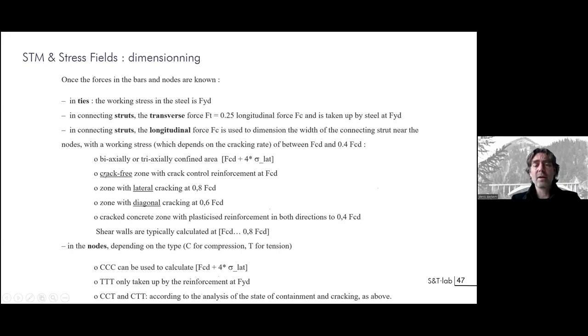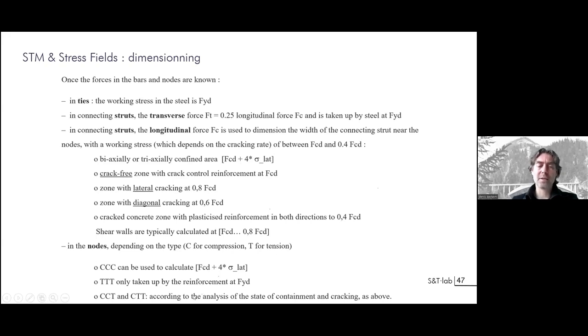And at the end, you will have kind of rules for dimensioning this. Ties will just be the steel. You have struts in the transverse direction that will be under tension force. And struts, depending on the level of cracking you have in your system, will be between 0.6 and the full compression force. And you can also have confinement properties with the lateral force that could be applied to the system. So typically for shear walls it will be between 1 and 0.8 times the value of the characteristic resistance for design.